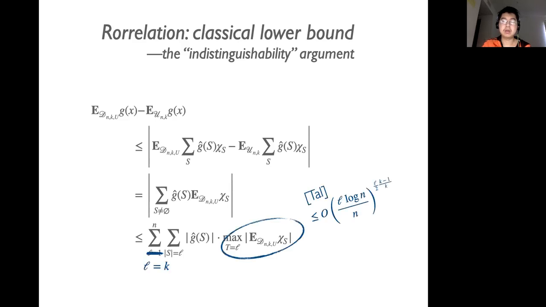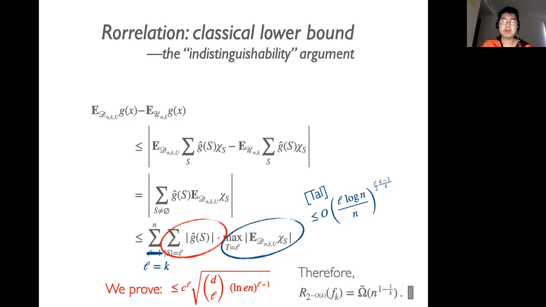This second factor has been analyzed by Tal. He proved that this term decays exponentially fast with respect to L for a random orthogonal matrix. Plugging in our Fourier weight bound, one can calculate that this entire summation is small if the decision tree is shallow. This concludes that the randomized query complexity of the Forrelation problem has to be large.